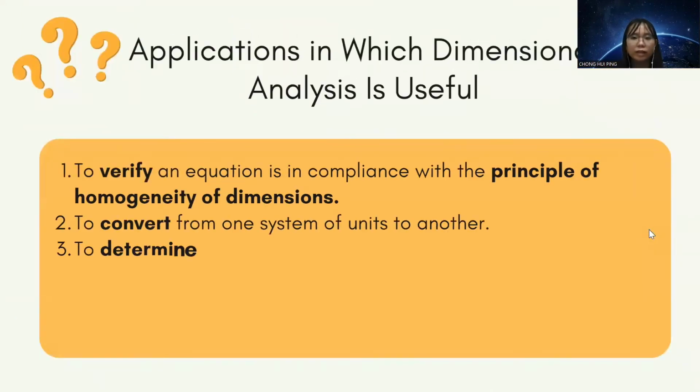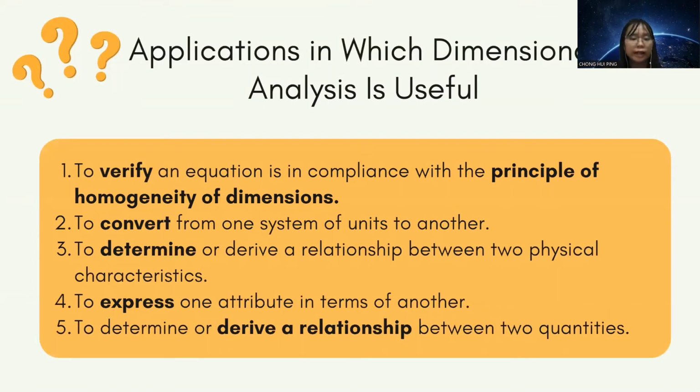So have you ever wondered why we need to learn dimensional analysis in fluid mechanics? Actually, it's very important. For example, it's used to verify an equation if it's in compliance with the principle of homogeneity of dimensions. Secondly, to convert from one system of units to another. The third one, to determine or derive a relationship between two physical characteristics. The fourth, to express one attribute in terms of another. And the last one is to derive a relationship between two quantities.